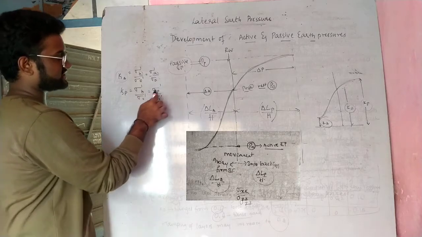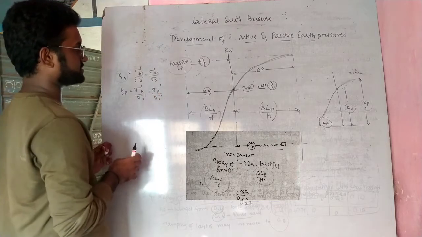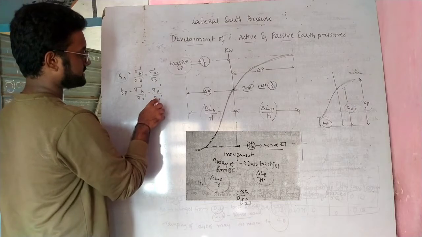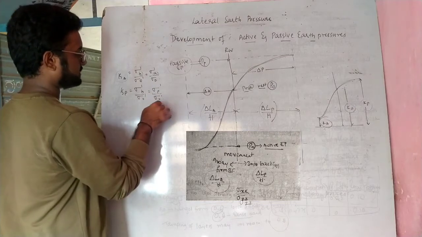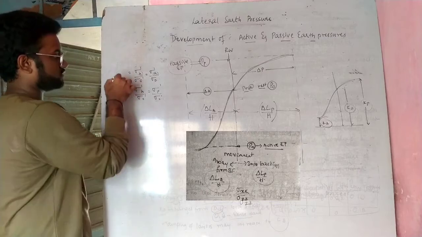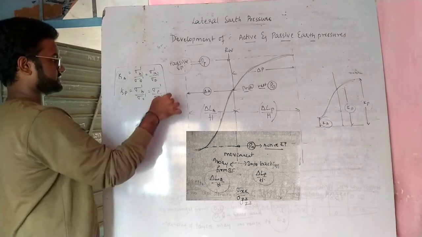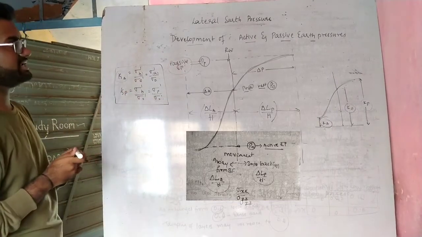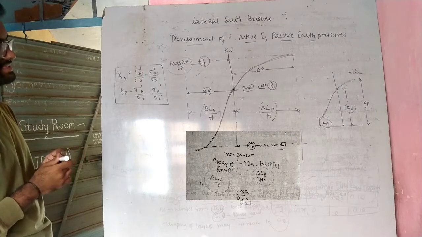So sigma H dash is nothing but the passive earth pressure condition. And this sigma 0 dash is nothing but the at rest condition. So this is how you have to take the constants into consideration. So this is the development of active and passive earth pressures.